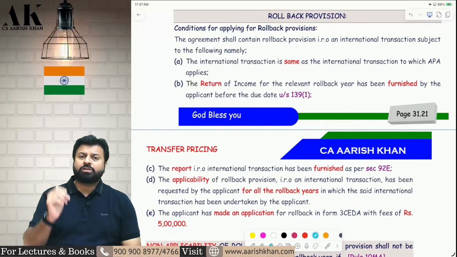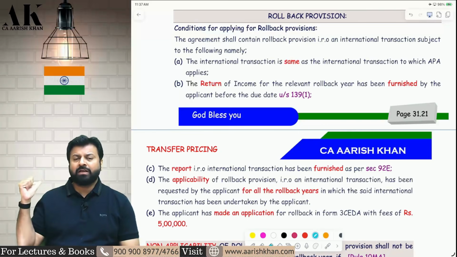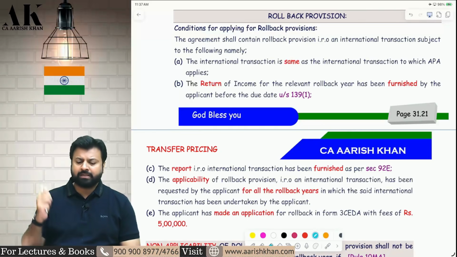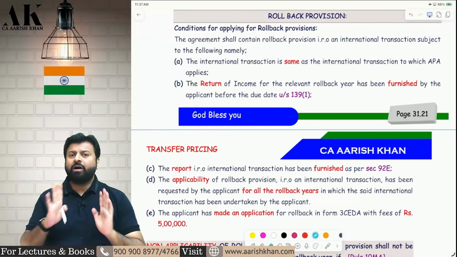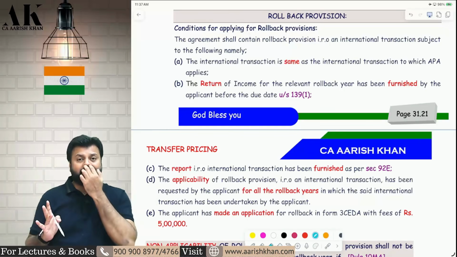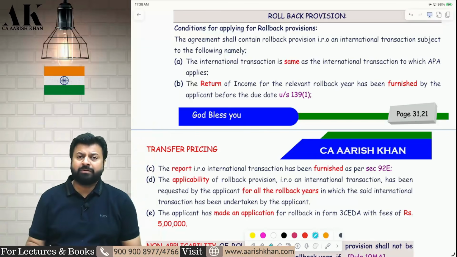The AO will not raise questions for the next 5 years. But what about the past years? The AO will raise questions for the last 4 years, last 5 years, last 10 years. So now I want certainty for the earlier years also. I want certainty for past years also. So I am telling the AO to roll back my APA for the last 4 years also. So now you can maximum get certainty for 9 years: 5 years future, 4 years before.